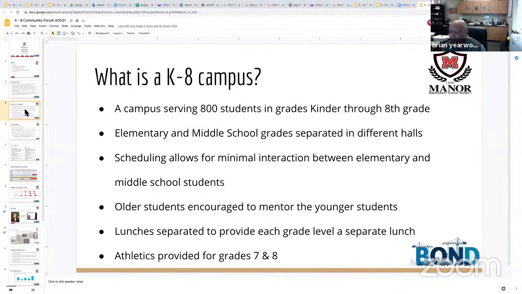One key factor is that our older students will be encouraged to become mentors to the younger students. This tends to build that bond of one school, with scholars being able to monitor and help the younger students as they progress through the school. Lunches will be separate by grade level. Kindergarten will be eating together, first grade, and so on, all the way up. And athletics will be provided for our students in kindergarten through 8th grade.